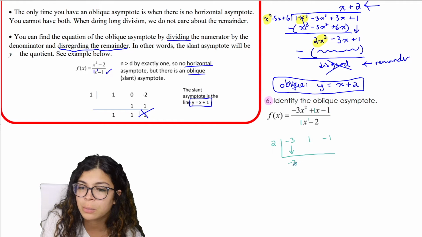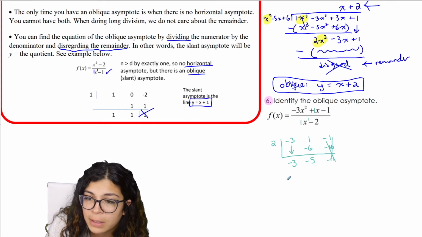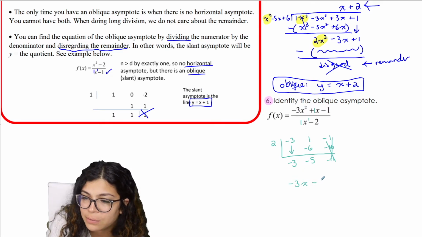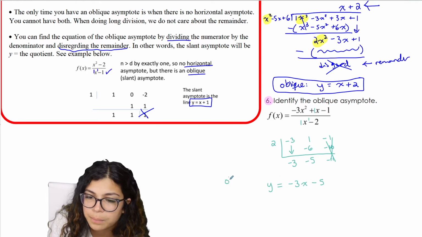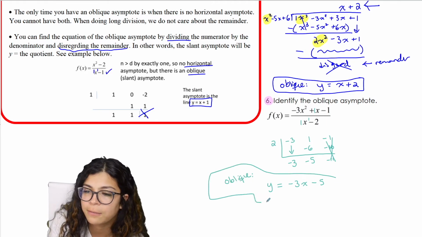Bring down the first term, and then you multiply. 2 times negative 3 is negative 6. Add 1 plus negative 6 is negative 5. Then you multiply again. 2 times negative 5 is negative 10. And actually, you don't even need to do this last part because we disregard the remainder anyway. So there we go. The highest power that I started with in my numerator is 2, so I'm going to start with x to the power of 1. So negative 3, x to the power of 1, minus 5. So that is the equation of the oblique. Y equals negative 3x minus 5.